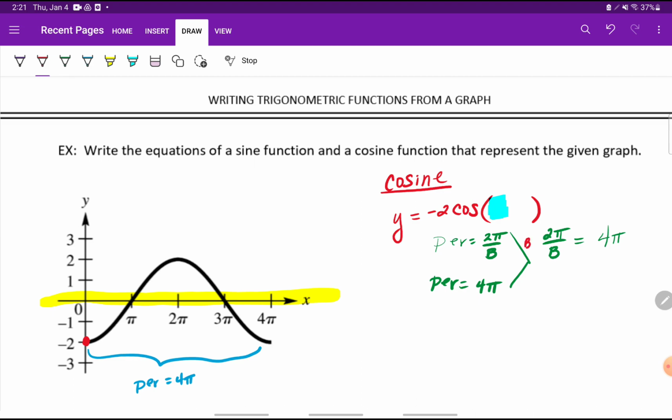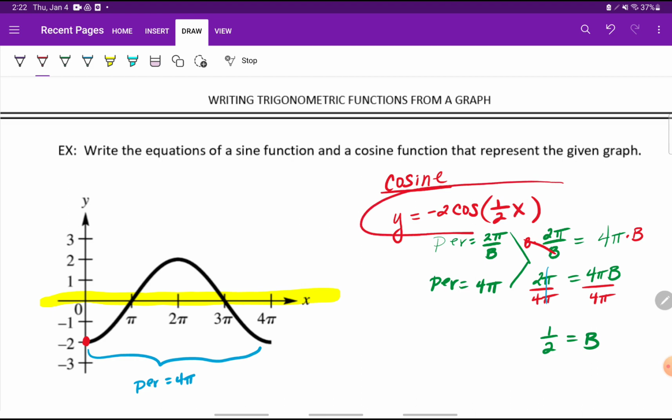Multiplying both sides by b, we get 2 pi is equal to 4 pi b, and then we'll divide by 4 pi. And that's going to give us a b value of 1/2. So that goes right here into our cosine equation. There it is. Y is equal to -2 cosine of 1/2 x.